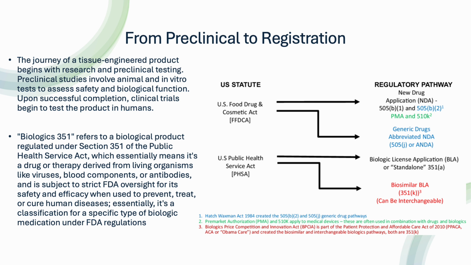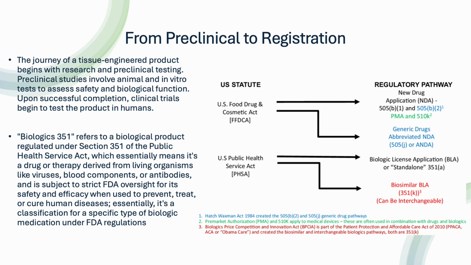Now here we are going to see again the process that starts with laboratory research and animal testing, followed by clinical trials to evaluate human safety. So the product then goes through rigorous regulatory review before it can be registered for use. So I already talked about Biologics 351. This is again the one that I'm going to invite you to look at the bottom of the picture on the right side of the slide, where we are underneath the U.S. Food and Drugs and Cosmetics Act. We are talking about U.S. Public Health Service Act, or PHSA.